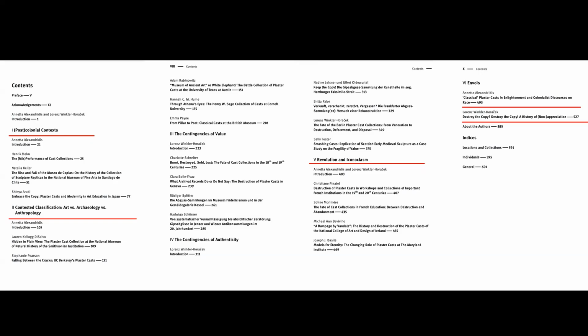The way we have organized it, I realize it's not easy to see. All the themes are interconnected, but we wanted to start with this colonial and post-colonial context of plaster cast collections, which I still think is the most important field to be investigated. Then we looked at contested classification, art versus archaeology versus anthropology. We'll see that one of the issues and problems with casts is that they are so difficult to classify. Then contingencies of value, contingencies of authenticity, and then finally revolution and iconoclasm.